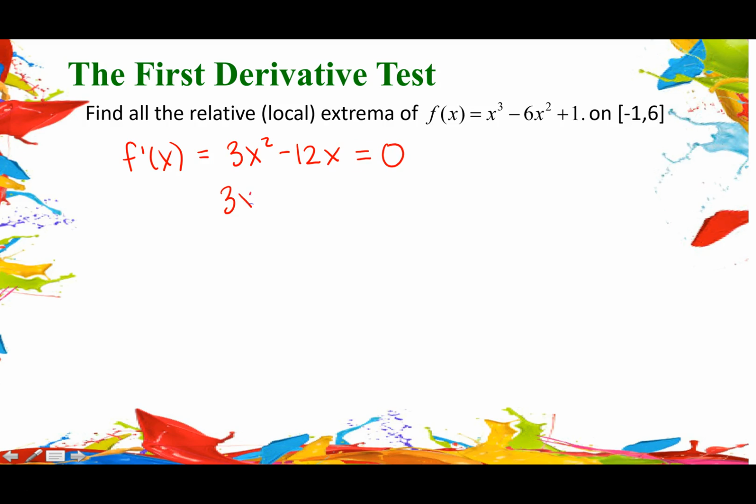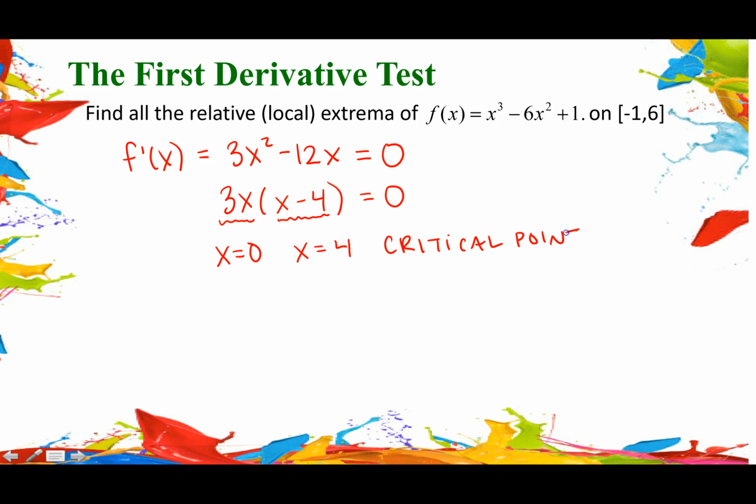I'm going to pull out a 3x, and I'm going to be left with an x minus 4. Okay, now where are the solutions to when we set this equal to 0? Well, clearly, here's a solution here. If x equals 0, then 3 times 0 is 0, and then we've got 0 as our answer there. What about here? Well, that would be x equals 4, because 4 minus 4 is 0. So these are our critical points. Again, like I said, on a final or on a quiz, you might see me say, hey, find the critical points.